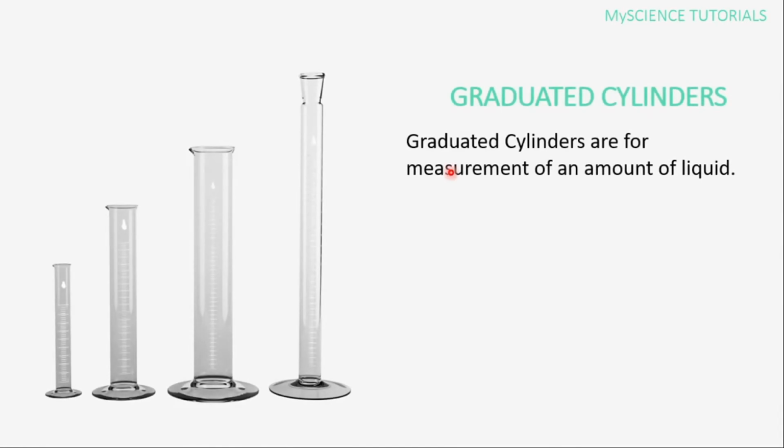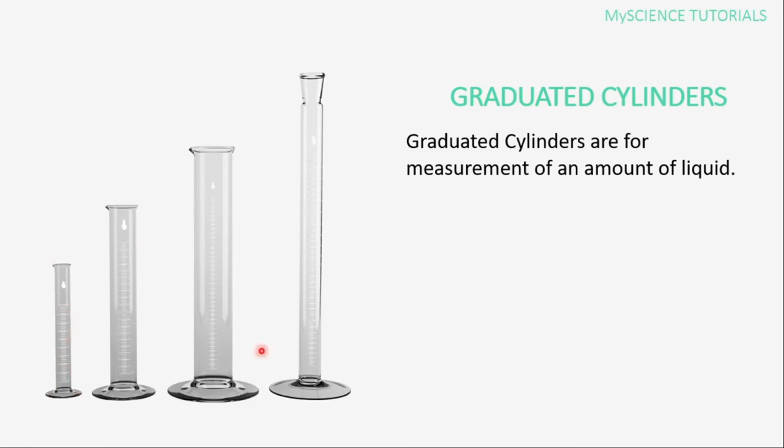Next, we want to talk about graduated cylinders. Graduated cylinders are for measuring an amount of liquid. For instance, we can see the smaller one over here. If you want to measure smaller volumes of liquid and you want a precise volume, maybe 0.5, 0.6, 0.7, we use the smaller measuring cylinders because the graduations favor those measurements.